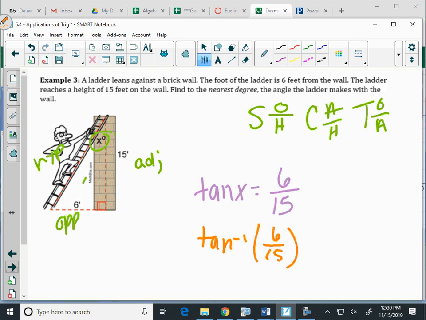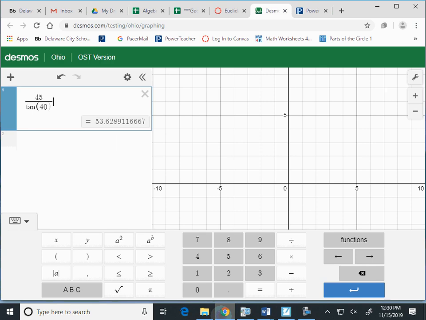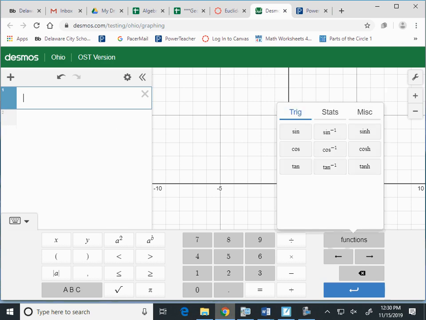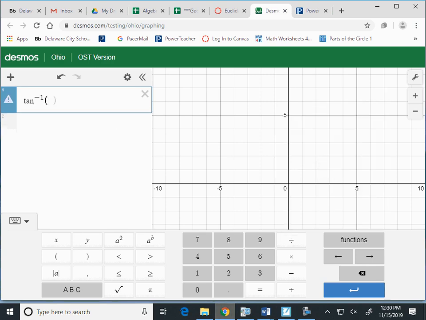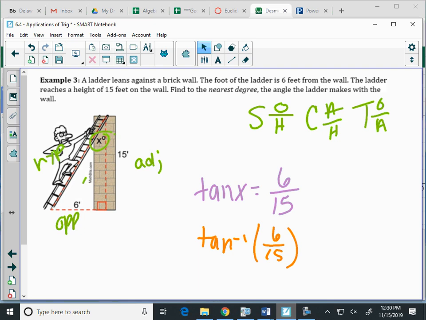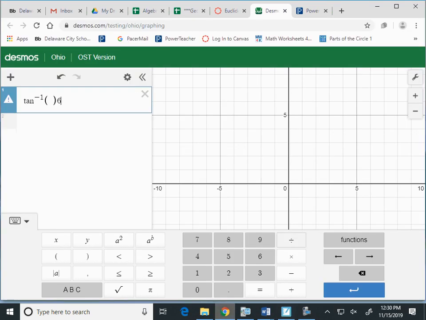Type in the fraction. Plug it into your calculator or Desmos. I forget the fraction already. 6 over 15. 6 divided by 15.